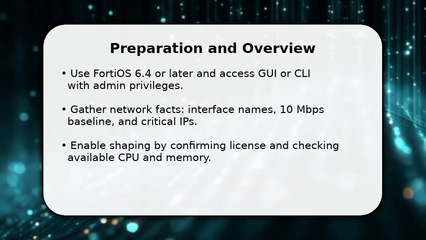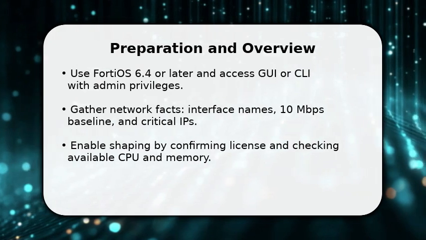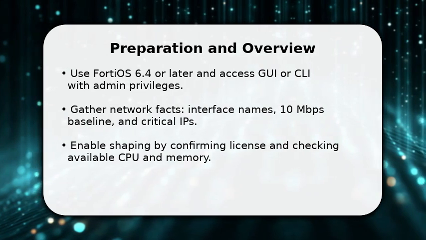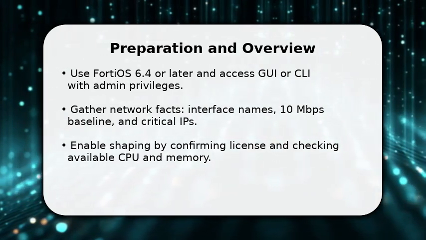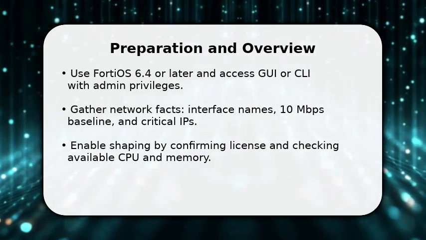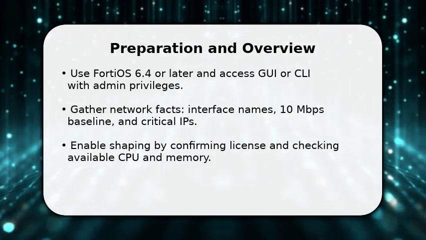Decide baseline bandwidth such as 10 Mbps and guaranteed rates you can allocate. Verify your license supports traffic shaping features before proceeding with changes. Gather credentials for GUI and CLI so you can test both methods after configuration.